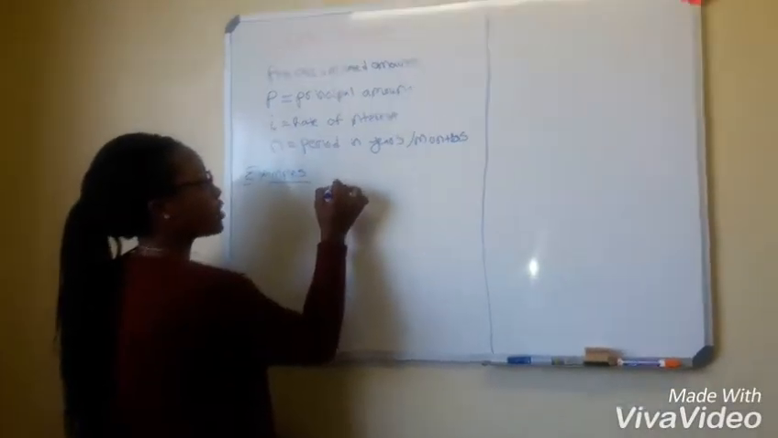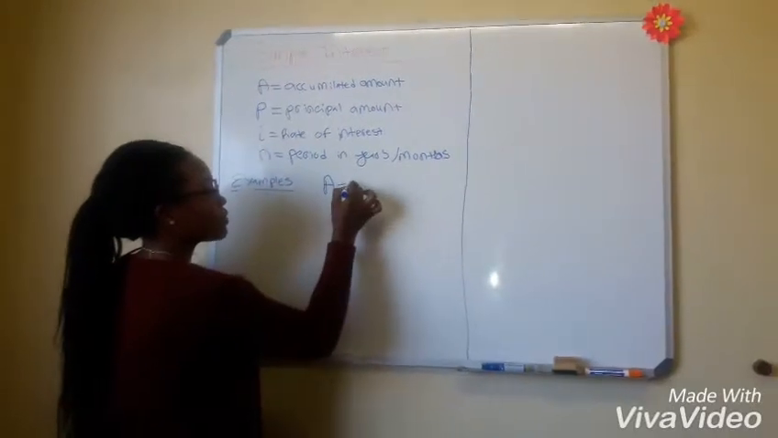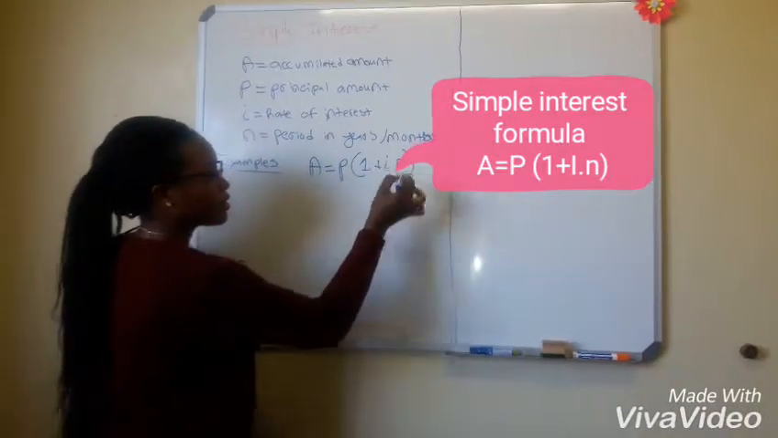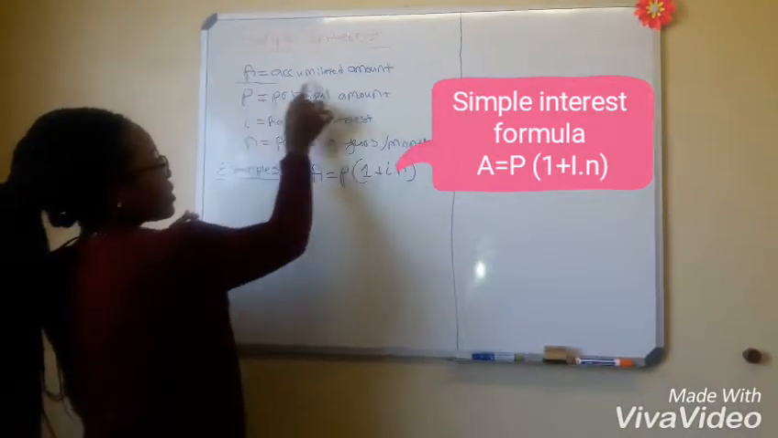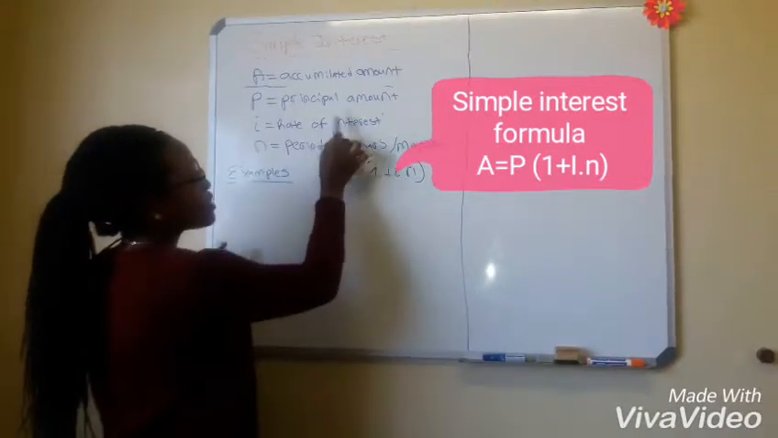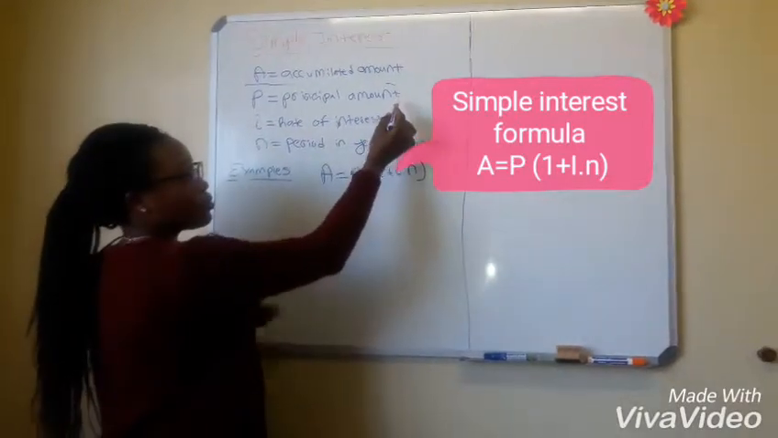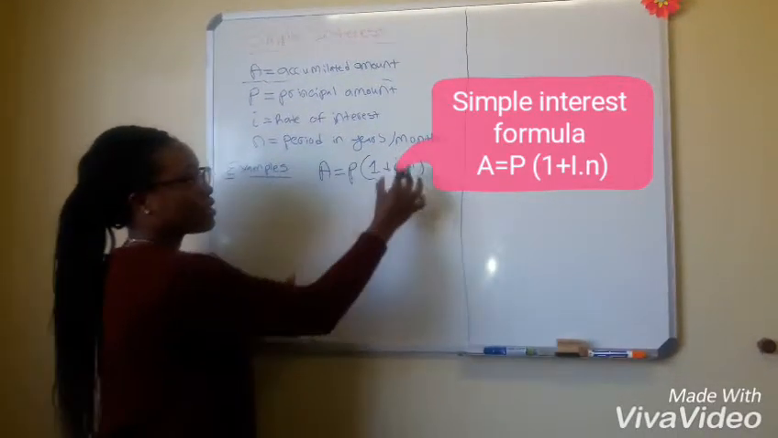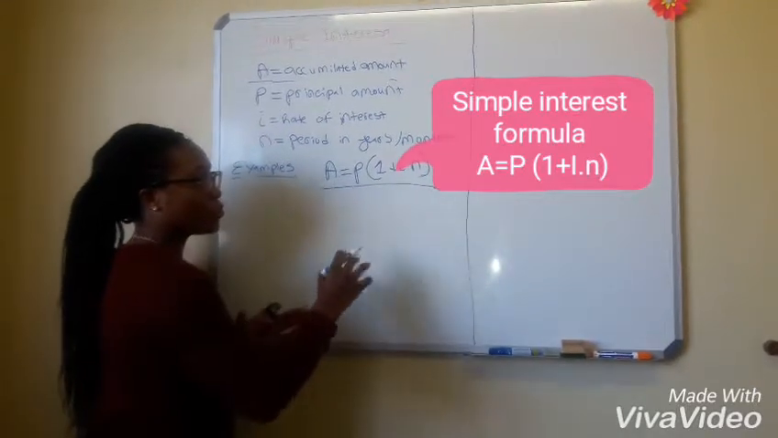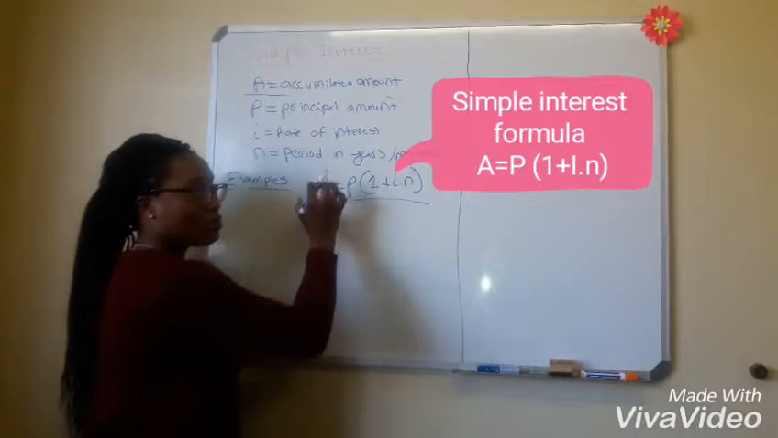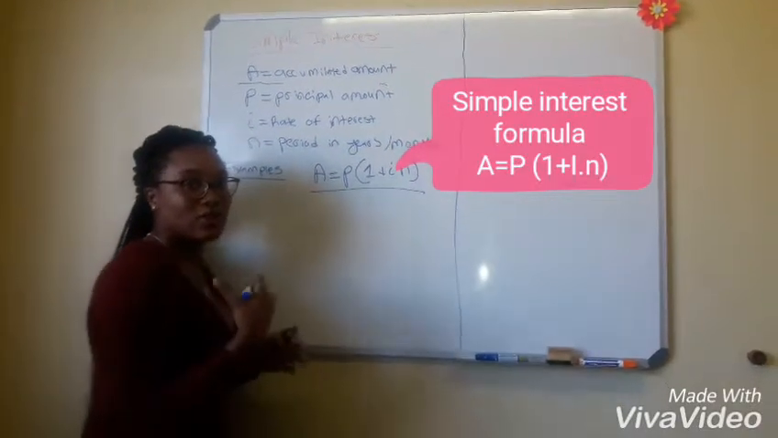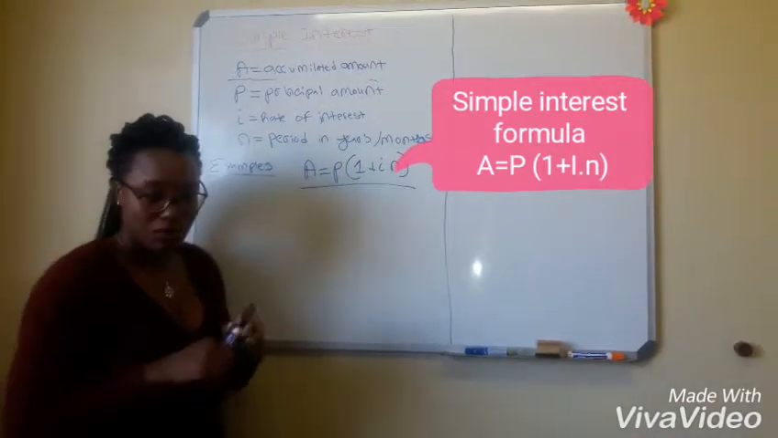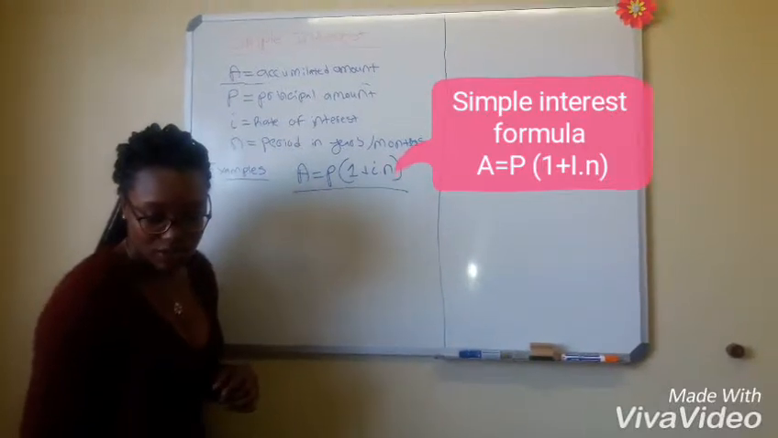So the simple interest formula is A equals P into 1 plus I N. As you can see here, A is the accumulated amount, P is the principal amount, I is the rate of interest, and N is the period in years. All of this will help you get any variable that will be required from you, maybe when you're asked a question in an exam or test. So without wasting any time, let's get to it.